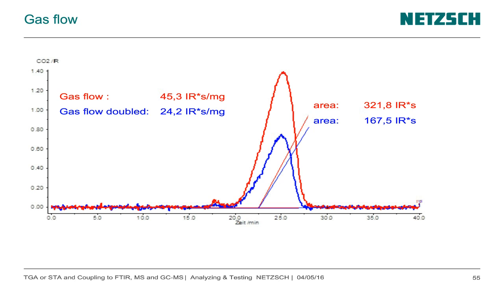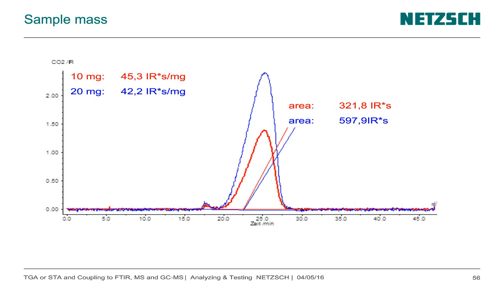So double the gas flow, half the amount of evolved gas concentration, so half the area. If I double the amount of sample, for sure what you see here, the area is nearly doubled. That's what everybody expects. That's something you can deal with. Now you know you can reduce your gas flow or increase your sample if you do not detect a material which you want to detect.